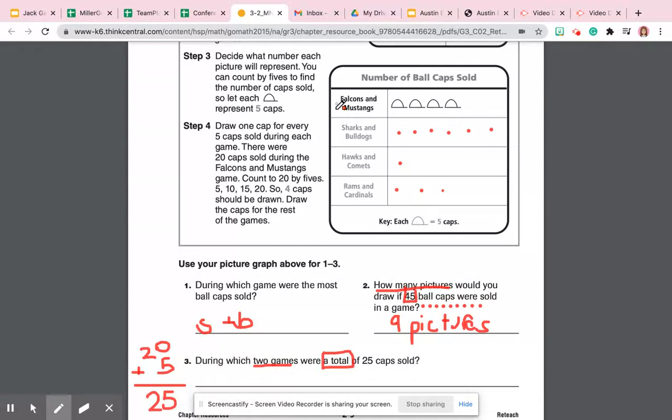So the two games that we sold a total of 25 caps were the Falcons and the Mustangs and the Hawks versus the Comets. So you're going to write those two games on this line.